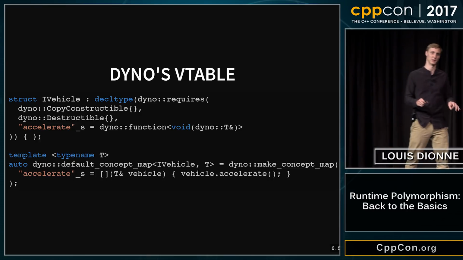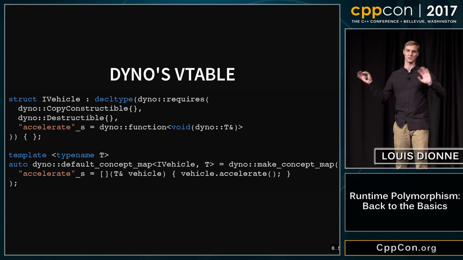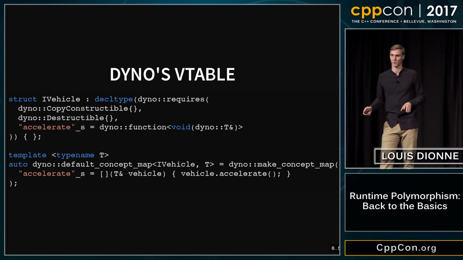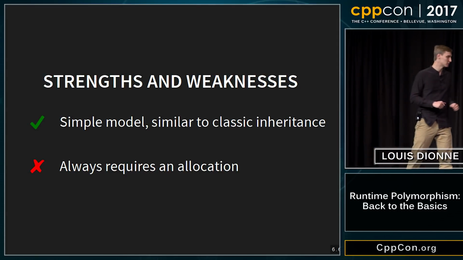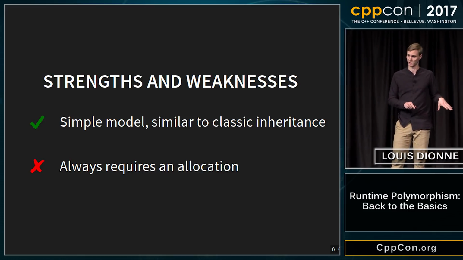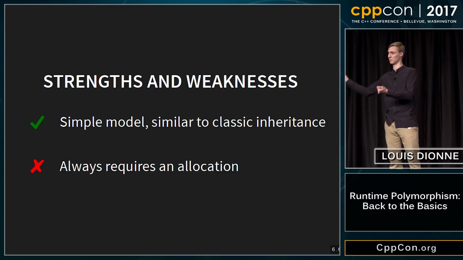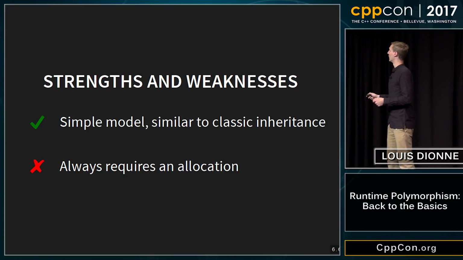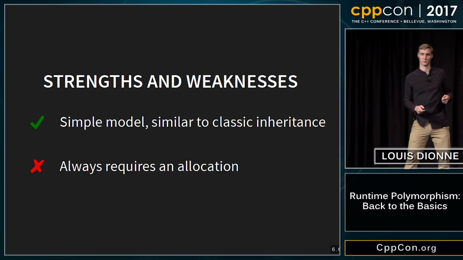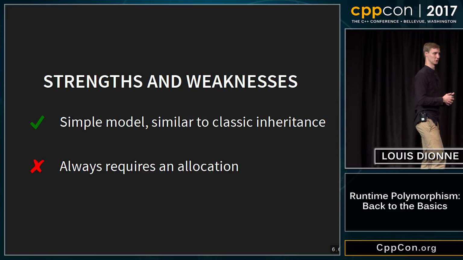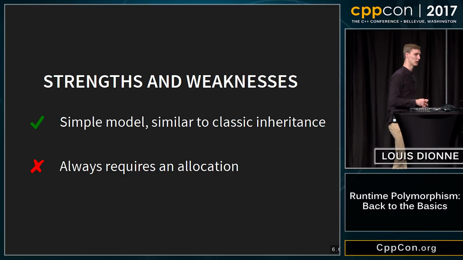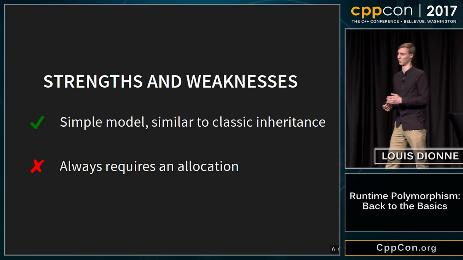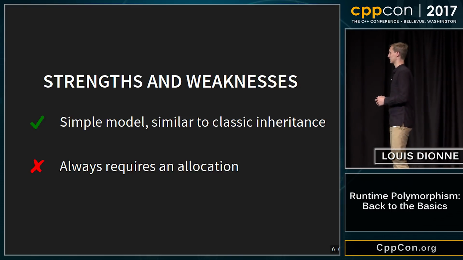And I'm not getting into any details there. It's just to show you, if you're interested, go read the documentation, but basically, I have a way of defining my vtable. And so the strengths and weaknesses, not of Dyno, but of the approach that we just looked at, which is to basically pull the vtable down just one layer, it's a simple model. It's still very similar to classic inheritance. So it's easy to reason about if you're used to reasoning about inheritance. But it always requires a heap allocation because we're still going through a pointer. So that's not really ideal.